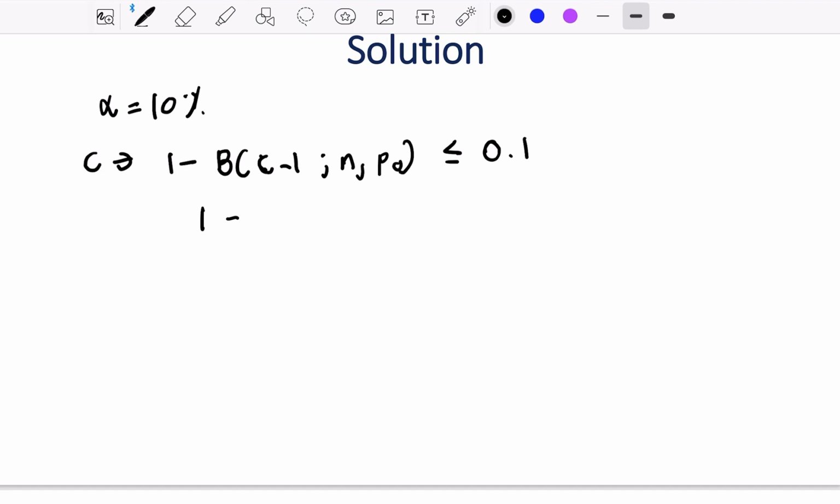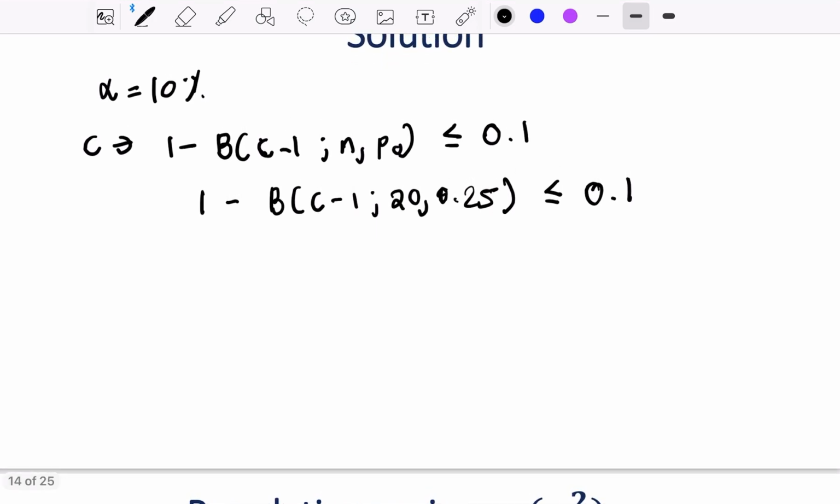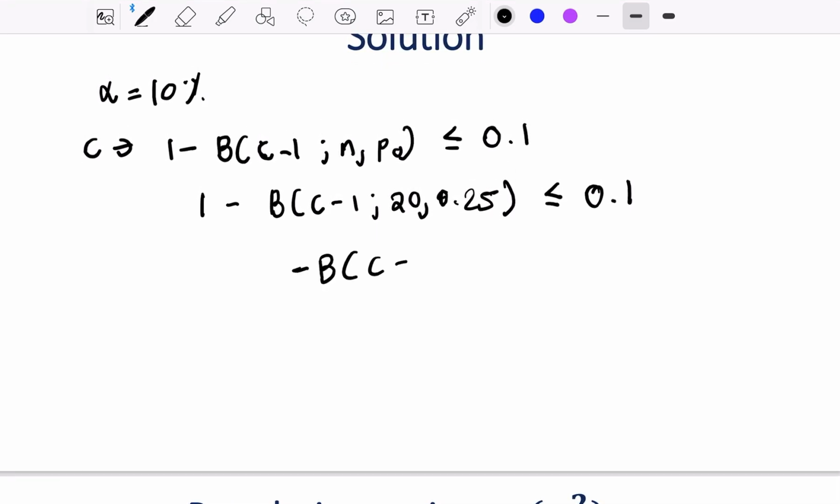And this is 1 minus B of C minus 1, and our N is 20 and our P naught is 0.25, must be less than or equal to 0.1. So if we solve everything else, we see that you should have negative B of C minus 1, so that we can use the tables, 0.25, and then subtract 1 on both sides. Here you have negative 0.9 divided by negative.